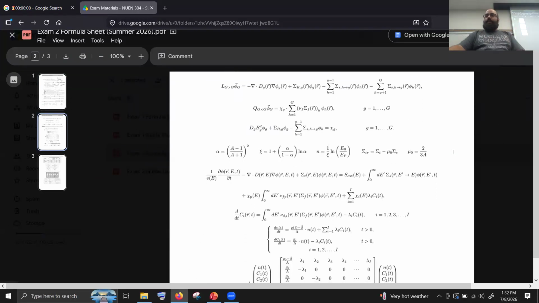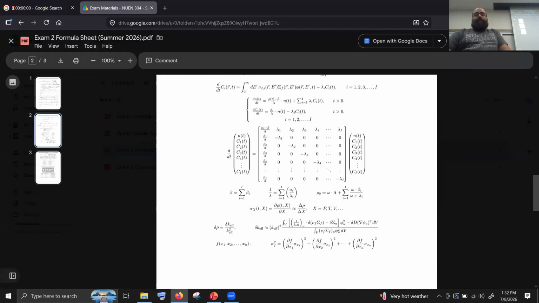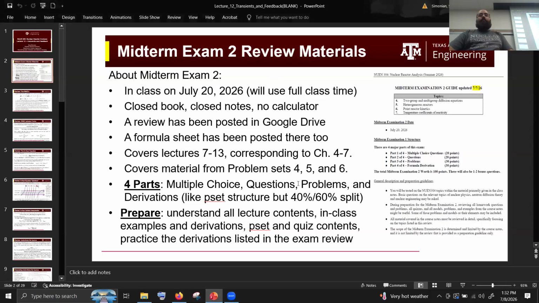Use this to study, and use this to figure out if you need to memorize anything that isn't explicitly given to you on the formula sheet. Similar story with exam one: if you can do the in-class examples, the in-class derivations, and the problem set questions, that's going to be most of what you'll see. The derivation would be the only other thing, and those derivations are all listed in the review. So practicing those means that there won't really be any surprises.